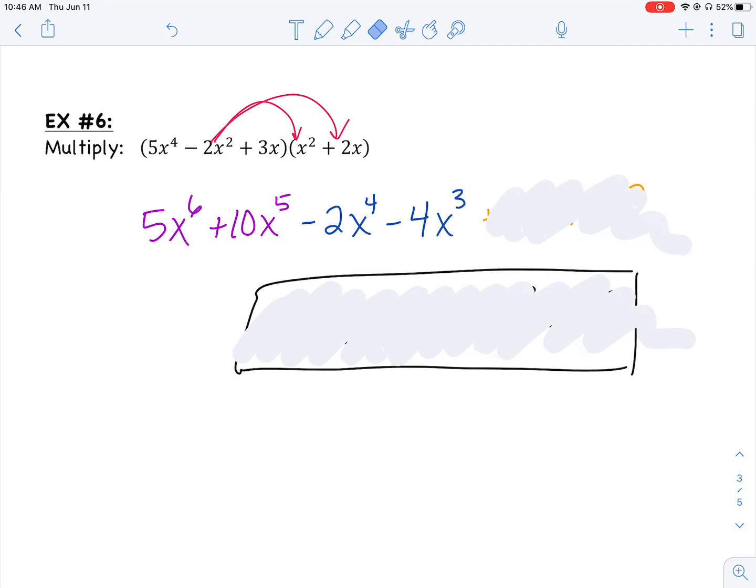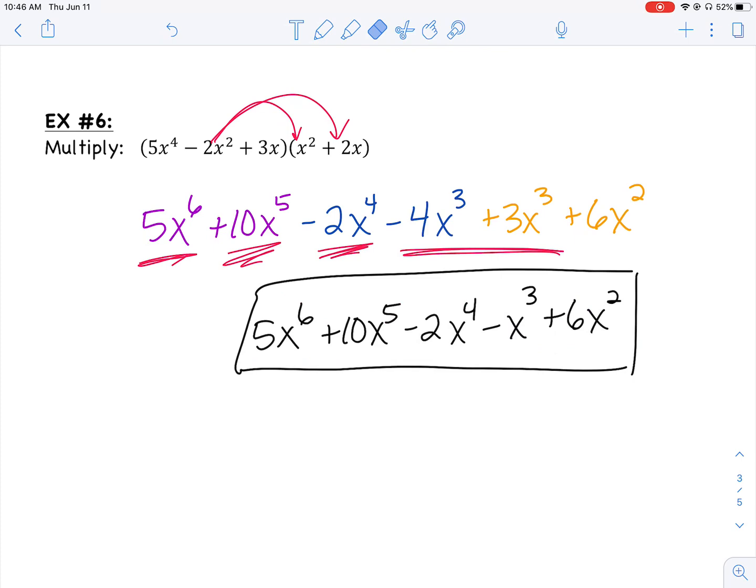Now let's do the 3x. 3x times x squared is 3x cubed. 3x times 2x is really 6x squared. Now let's see if we have any like terms that we can combine. This is my only x to the 6th. This is my only x to the 5th. Well, this is my only x to the 4th. But it looks like here we have a -4x cubed and a 3x cubed. Those are like terms that I can combine and really make that a -1x cubed. And then I have my 6x squared in the back. All my like terms are combined. I have positive exponents everywhere, and it looks like I'm in standard form.